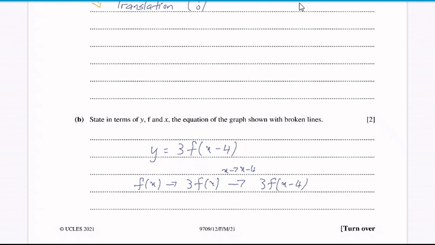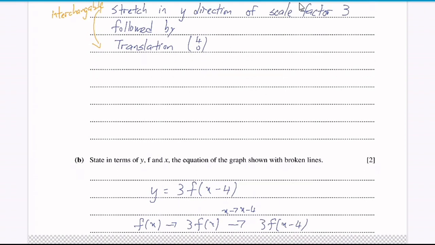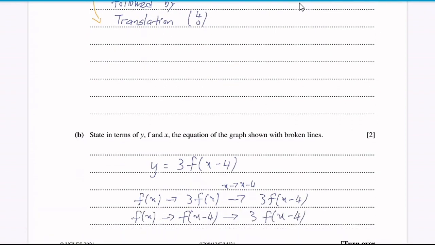Or if it is the other case, we interchange the order. We will have f(x) becoming f(x minus 4), then we stretch it. What am I writing, a scale factor 2 here? It's a 3, sorry guys. So this is what we actually have. All right, let's look at the next question.